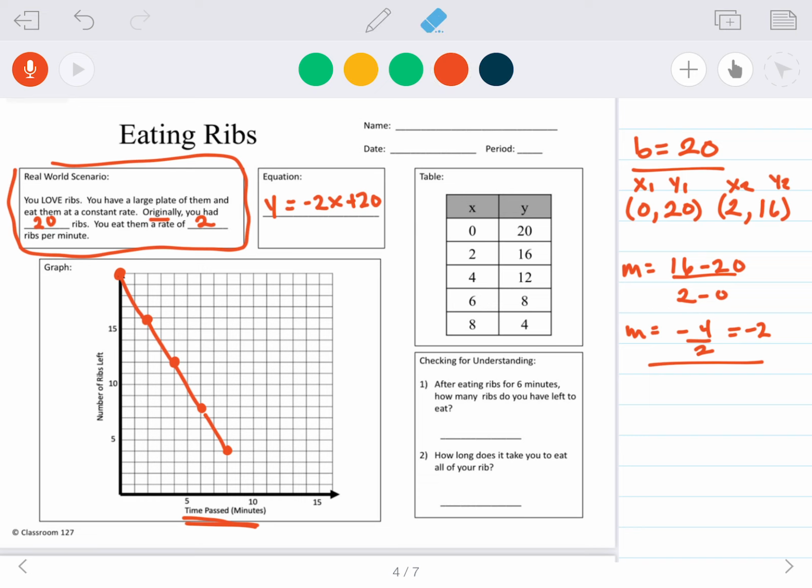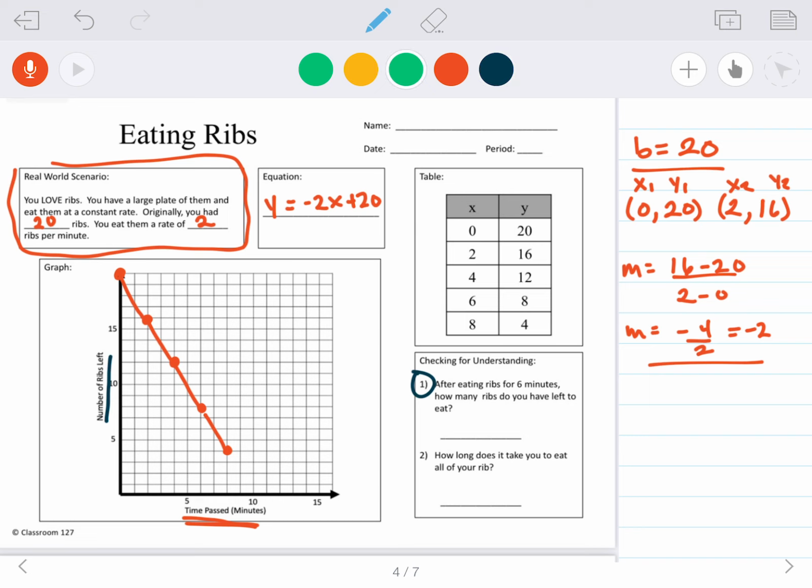Since this is kind of in a real-world context, we're just going to say we're eating them at a rate of 2 ribs per minute. Okay, so now for these check for understanding questions. After eating ribs for 6 minutes, how many ribs do you have left to eat? Okay, so this is the y value, number of ribs left, and we're interested in what happens at 6 minutes.